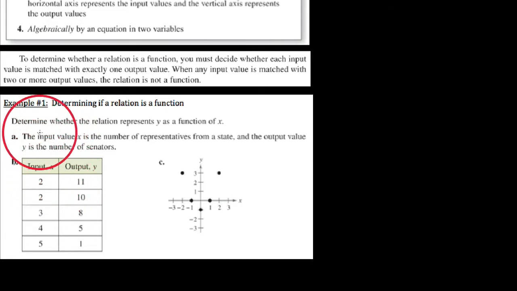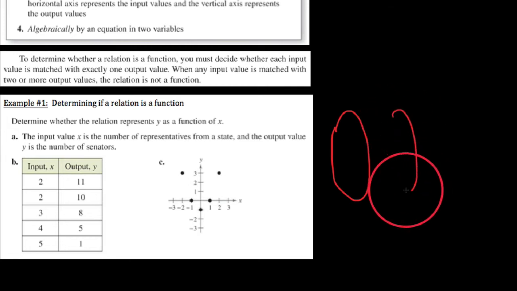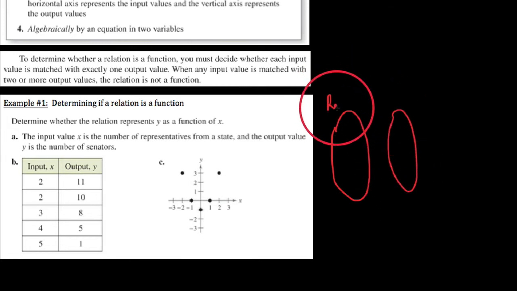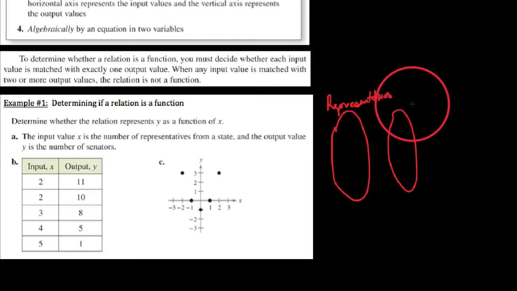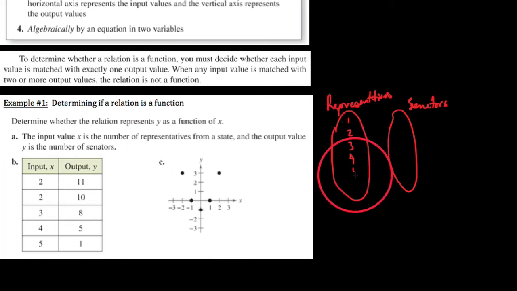When we look at number 1 here, letter A says the input value x is the number of representatives from a state, and the output value y is the number of senators from a state. So we would have the input, which is representatives, and then our output is going to be the number of senators. Here's the deal. Every state, if we were to list the number of representatives they have, 1, 2, 3, 4, 5, 6, and so on, and then represent the number of senators, what we're going to see is this.